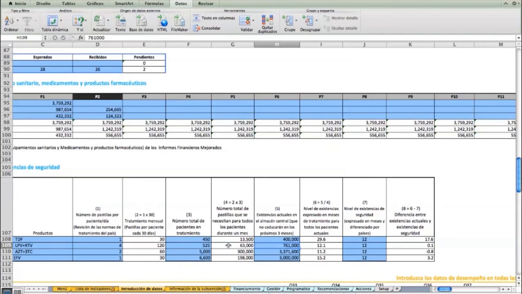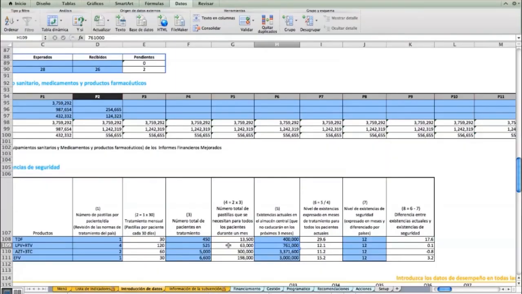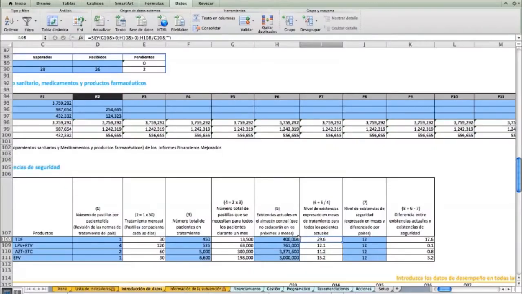Then, we establish the actual inventory of pills in the country. Specifically, how many pills there are that don't have an expiration date in the next 3 months. That is what is established in this 5th column. The next one is the result of the division between the number of pills that are in the pharmacies divided by the amount of pills the patients need every month, and as a result, we get the inventory level expressed in months for the patients already in treatment.